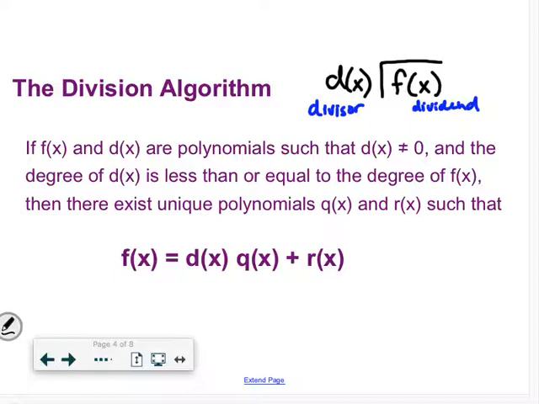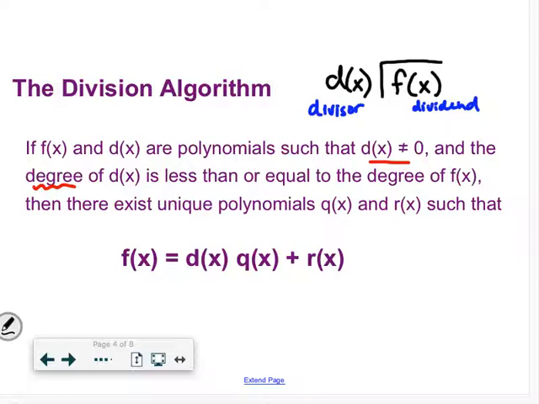And it says, if f of x and d of x are polynomials such that d of x does not equal 0. Why is d of x not equal to 0? Because you cannot divide by 0, that's undefined. And the degree of d of x is less than or equal to the degree of f of x. We're focused on the degrees of those polynomials. Remember, the degree is just the highest exponent. So when you're dividing by something, the degree of the divisor has to be less than or equal to the degree of the dividend.